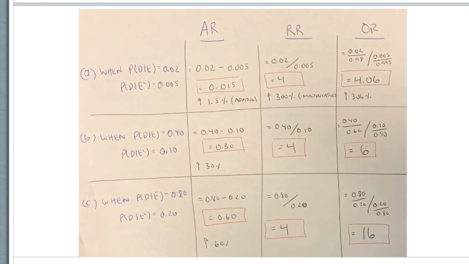So what we're going to move to next is looking at how we can take these same sort of measures but use logistic regression to adjust them for confounders.